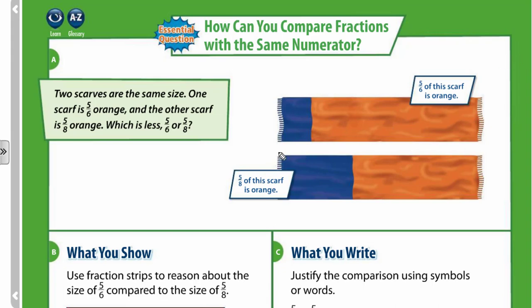As you can see, my heroes, here we have two scarves, and in the first one, 5/6 is orange. This is 5/6, and in the second one, 5/8 is orange. Okay, this is the data we have, but what do we need to do?